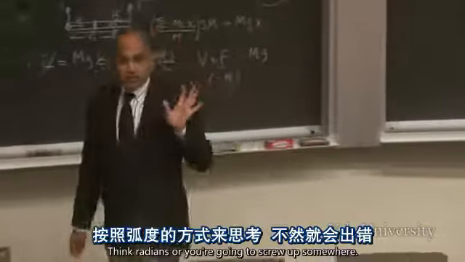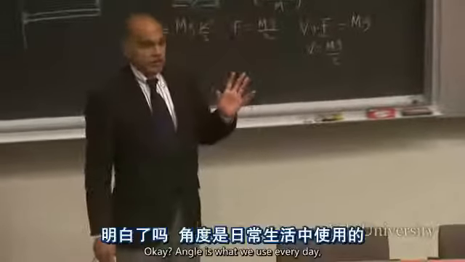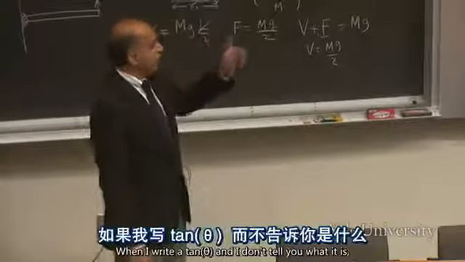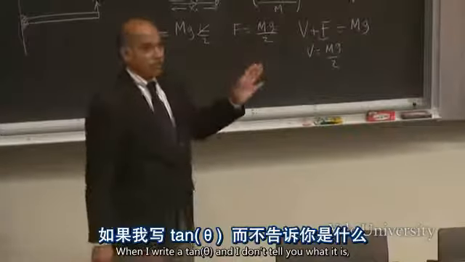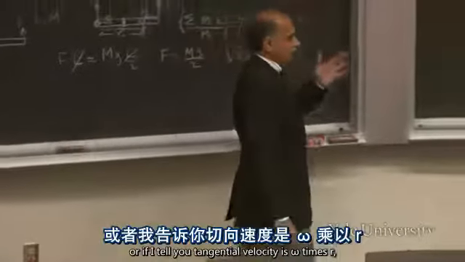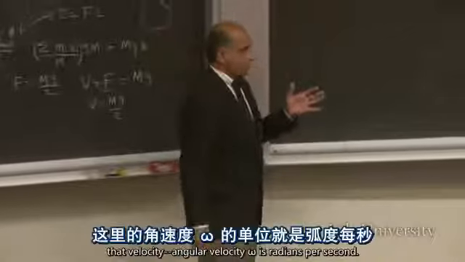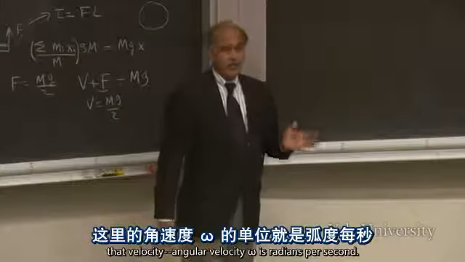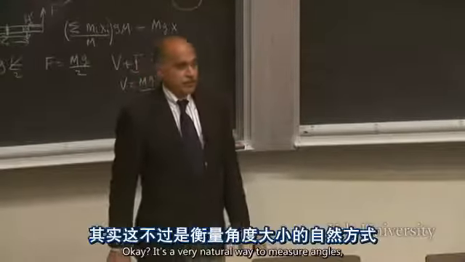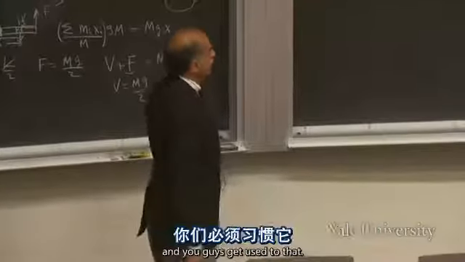Think radians. Are you going to screw up somewhere? Angle is what we use every day, but radians is what we use here. When I write a tan theta, and I don't tell you what it is, or if I tell you tangential velocity is omega times r, that angular velocity omega is radians per second. A lot of people get tripped up over this. It's a very natural way to measure angles, and you guys will get used to that.